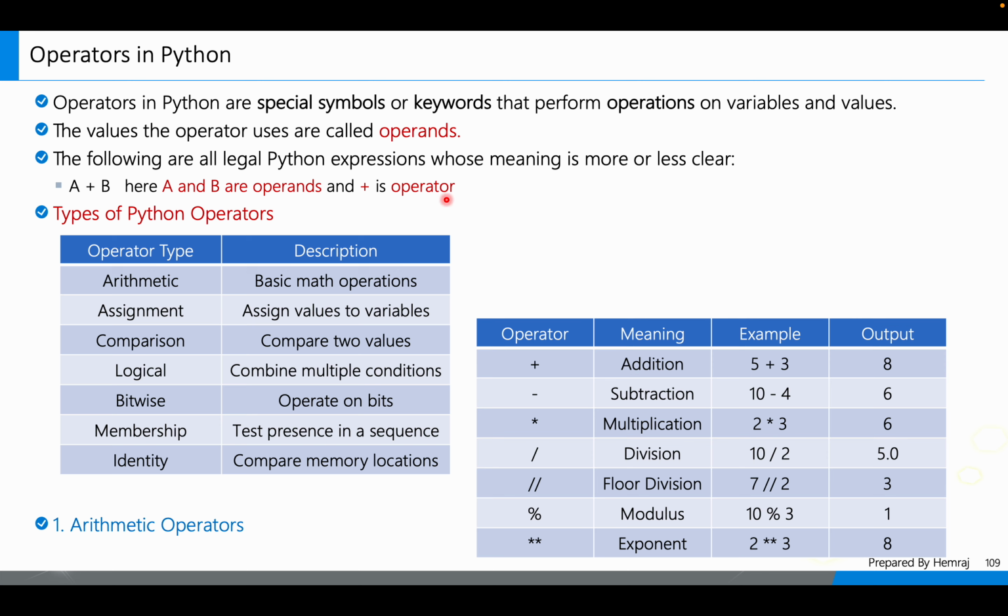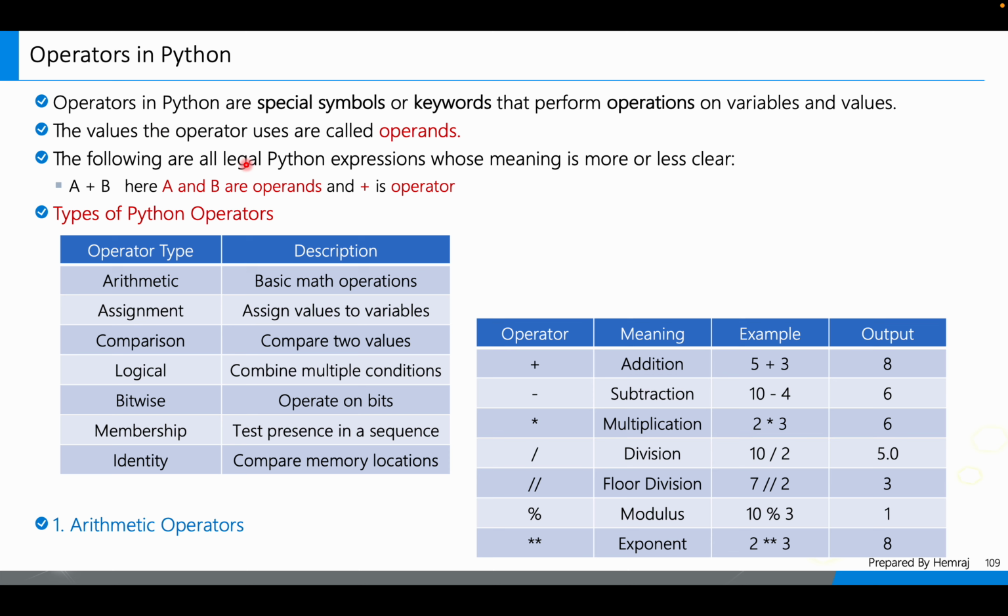Now see here. This slide shows operators in Python. So what is an operator in Python? The operators in Python are special symbols or keywords that perform operations on variables and values. Right? So these are the operators. The values the operator uses are called operands.